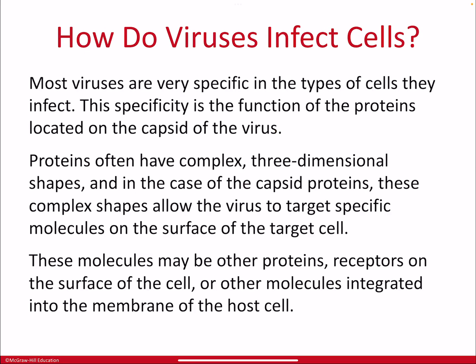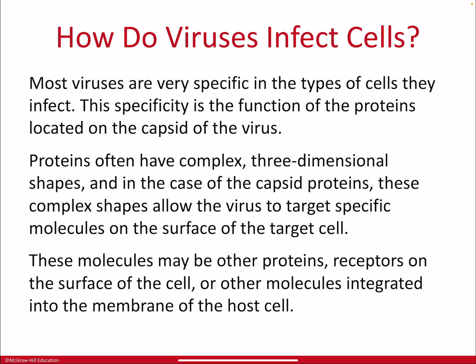Most viruses are very specific in the type of cells they infect, and some viruses only infect certain species and only certain cells within that species. And one of the reasons is that the proteins that they have are complex, they have specific shapes, and those specific shapes help them to target very specific molecules on a target cell.